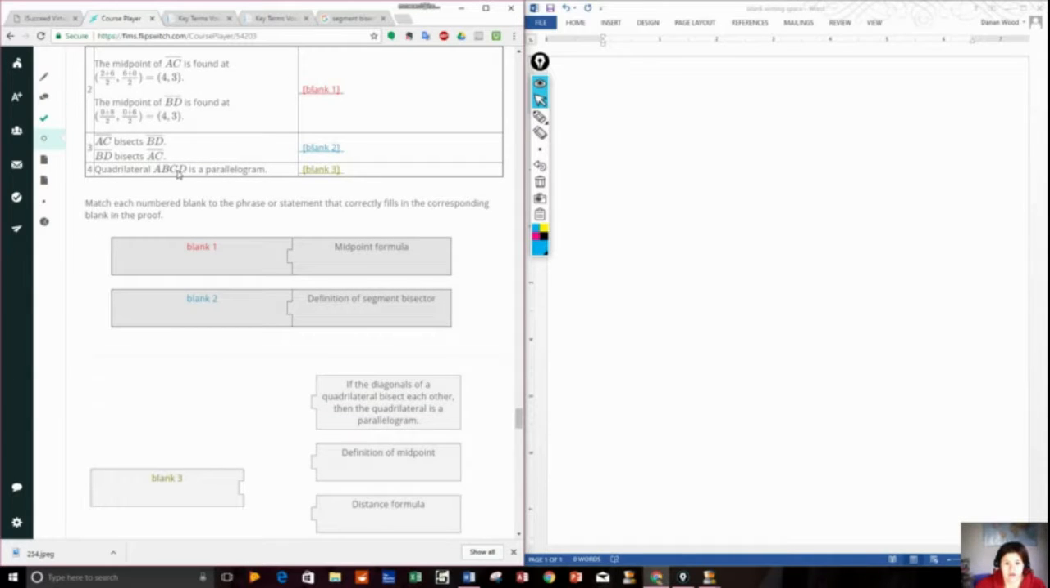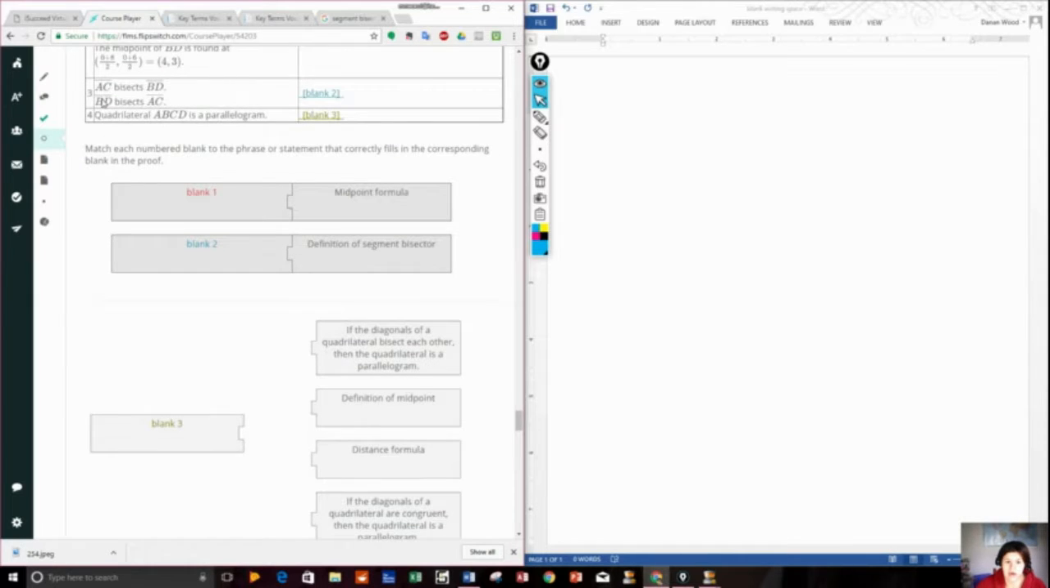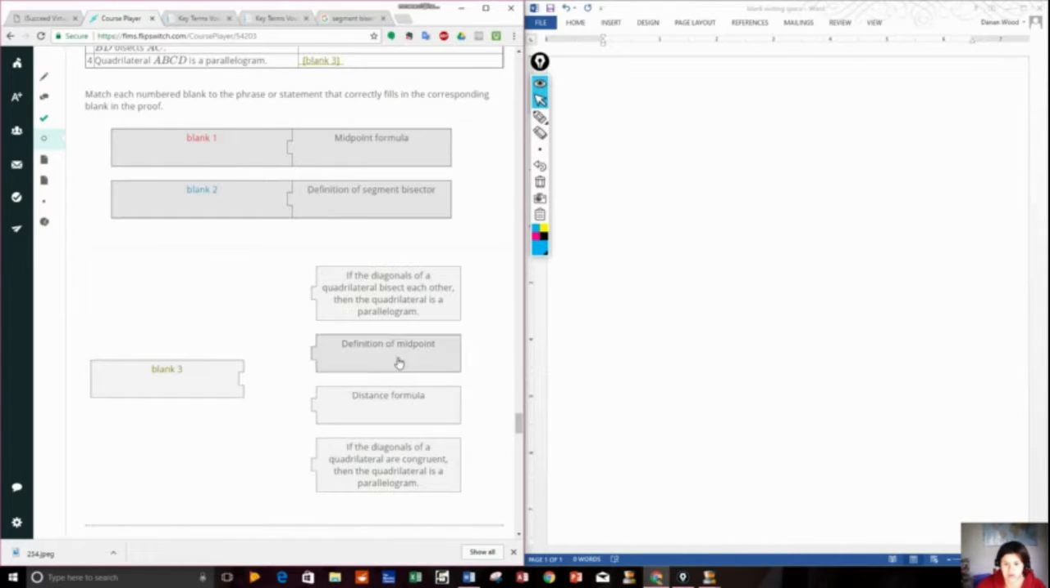So quadrilateral ABCD is a parallelogram. So then we're reading, if diagonals of a quadrilateral bisect each other, then the quadrilateral is a parallelogram. Okay, well, the statement was talking about a parallelogram, and the step before was talking about bisecting it. So yes, if the diagonals of a quadrilateral bisect each other, then it is a parallelogram. And I'm going to read this statement right here. If the diagonals of a quadrilateral are congruent, then the quadrilateral is a parallelogram.